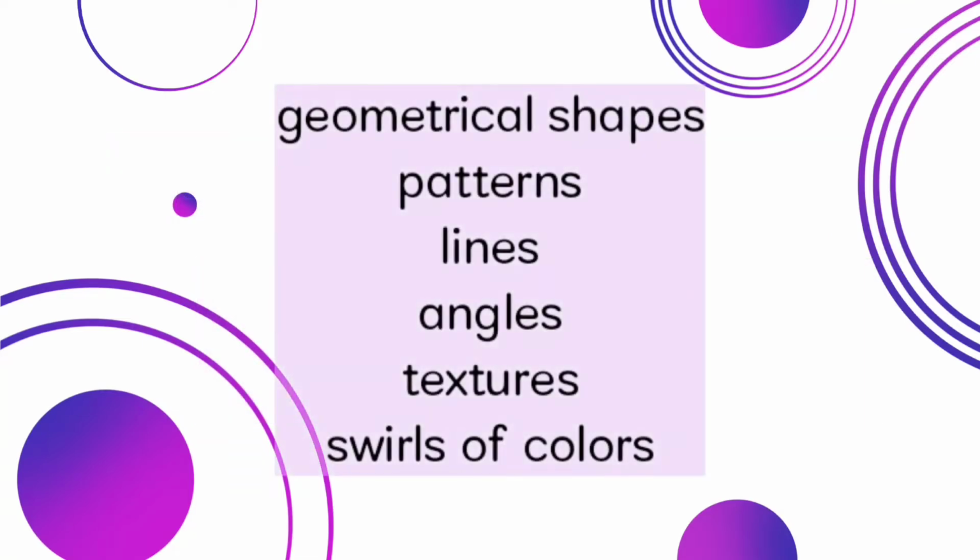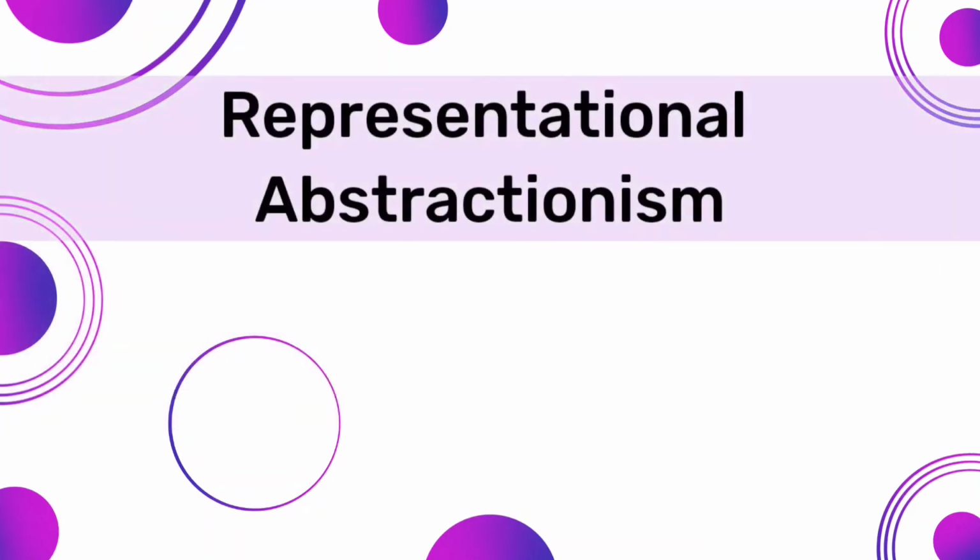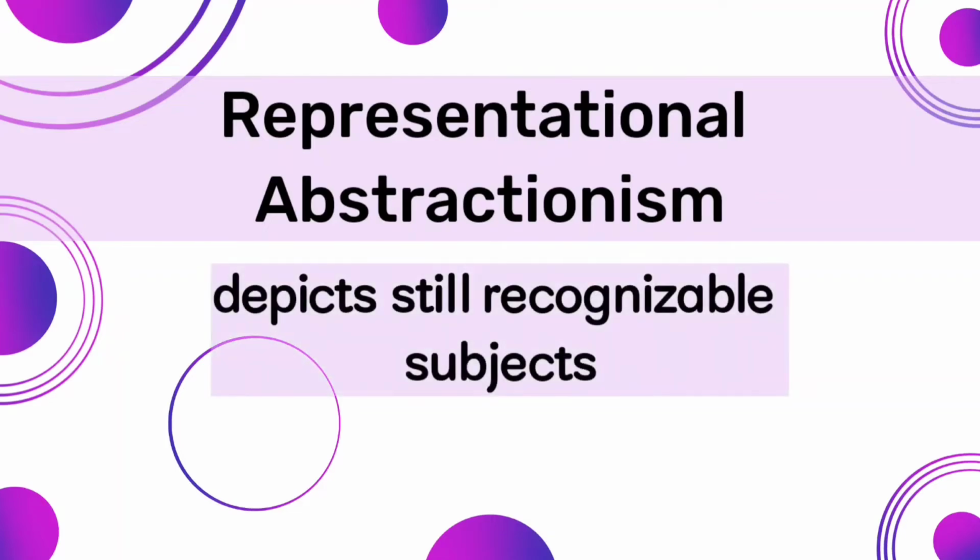These art movements use geometrical shapes, patterns, lines, angles, textures, and swirls of colors. There are two types of abstractionism. The first one is called representational abstractionism. It depicts still recognizable subjects.